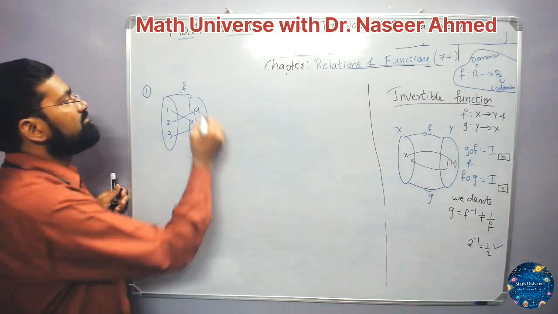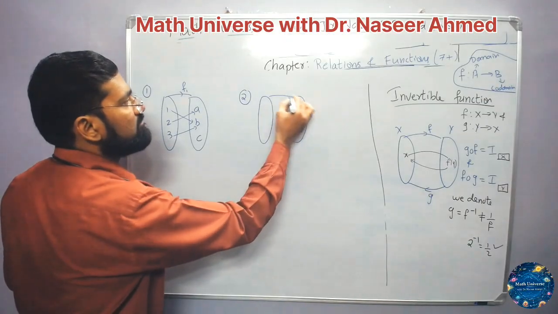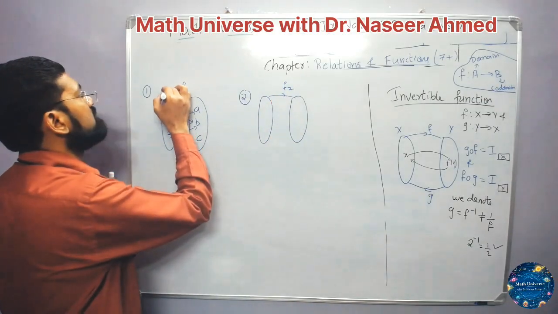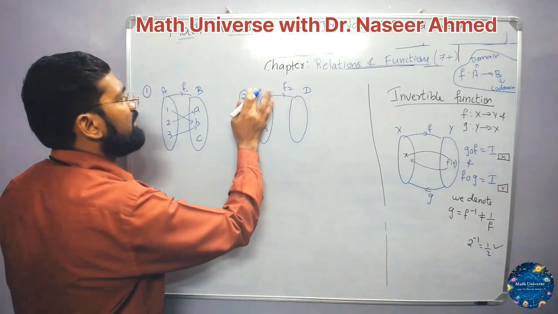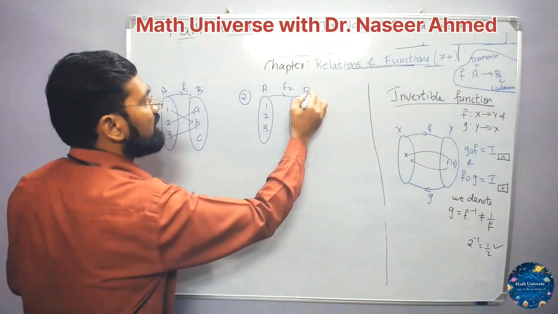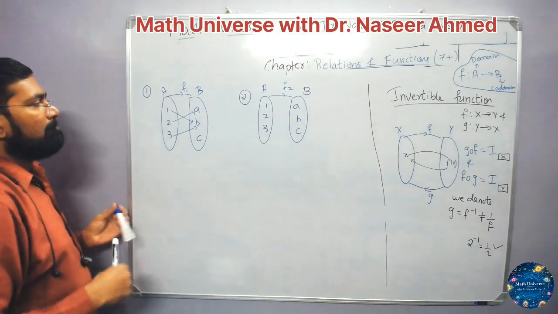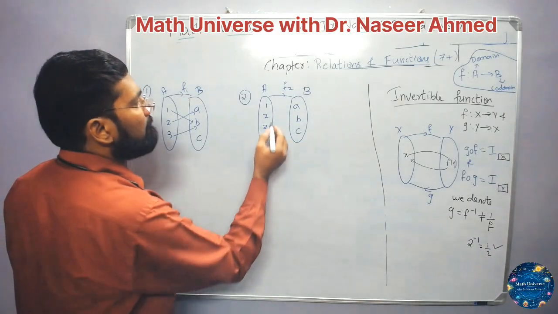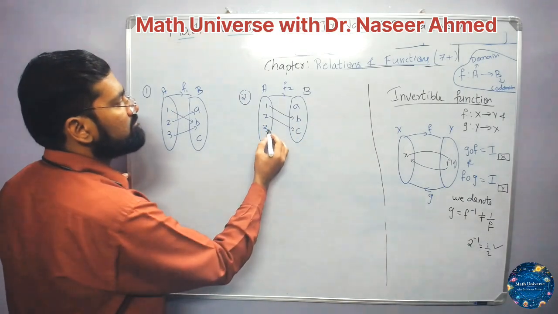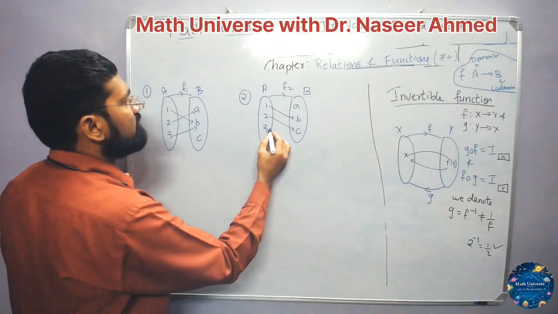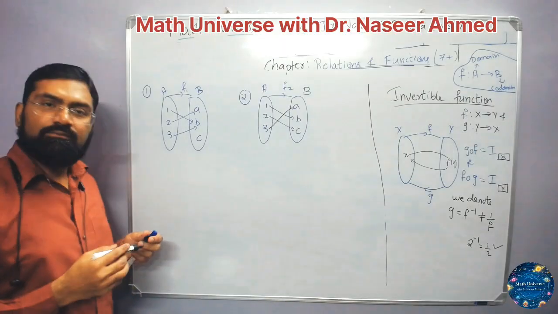This is the first example. F1 I will write. I'll take the same elements, so I'll write A itself, because I want you to have some clarity here. Only I will change the mapping. Enough, 2 is sufficient, I think. Ready?